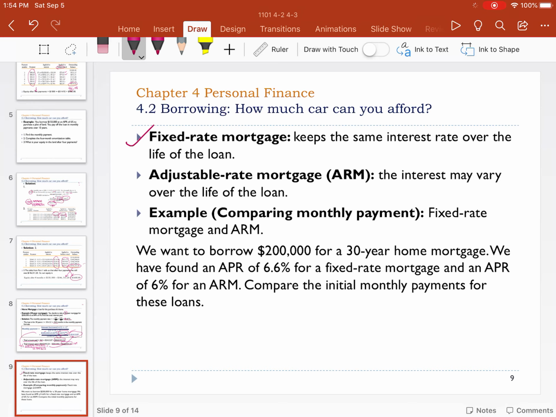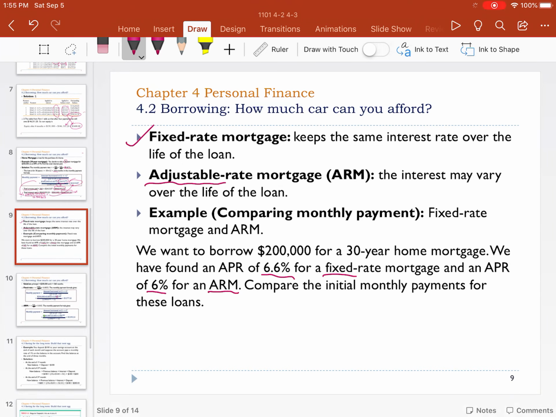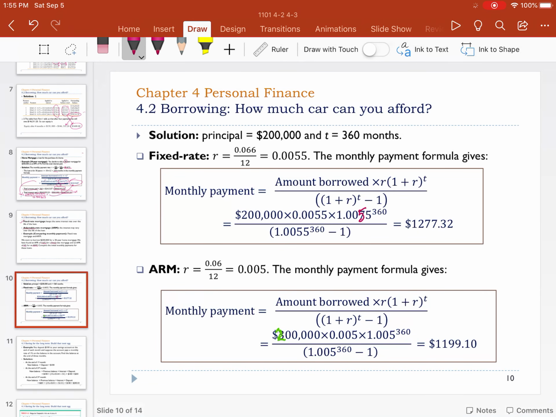So what they want to do is compare the two. We're going to borrow $200,000 for a 30-year home mortgage. And apparently the APR is 6.6% for a fixed rate mortgage, but only 6% for an ARM, that is adjustable rate mortgage. Let me underline the word. So let's compare the initial monthly payments. Of course, that doesn't really answer the question so well, but at least we can take a look at it. I believe I've already corrected a couple of the mistakes I found a little bit earlier. So in both cases, the principal is $200,000, and in each case, 360-month, 30-year payment, and they've already calculated that out for you.